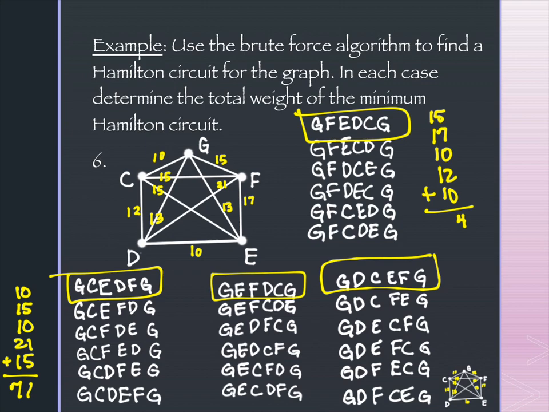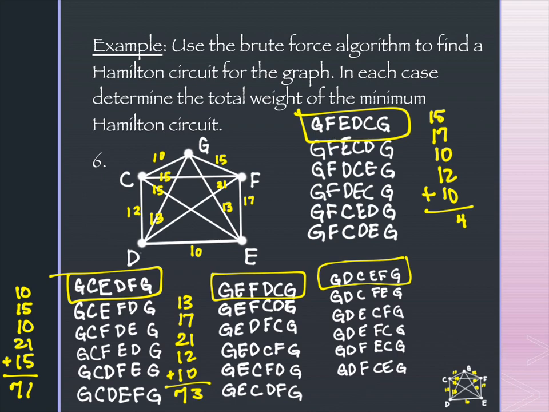G, E, F, D, C, G. So what is GE? What is it? 13. EF, FD, FD is 21, right? FD is 21. DC, that's 12. And then CG is back 10. 73. Okay. And then our last one over here that I'll shrink as well.